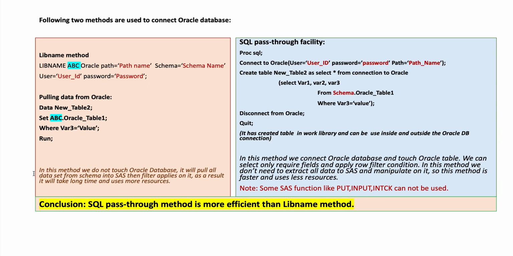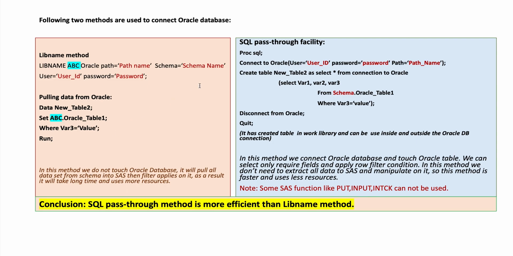That means in this method, we do not touch the Oracle database. It will pull the whole data set from a schema into SAS, then the filter applies on it. As a result, it will take a long time and use more resources.